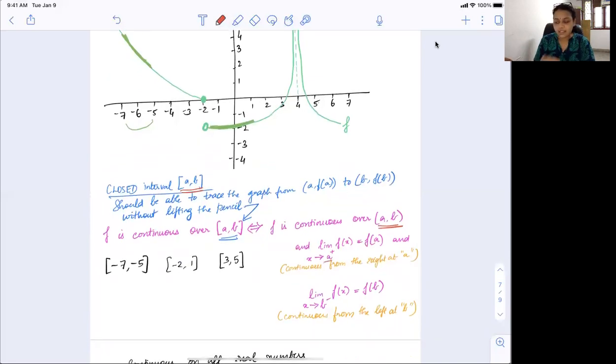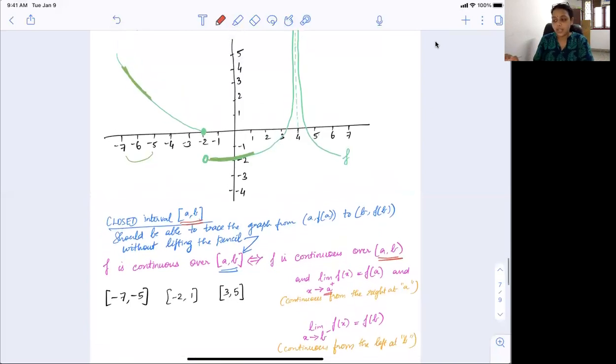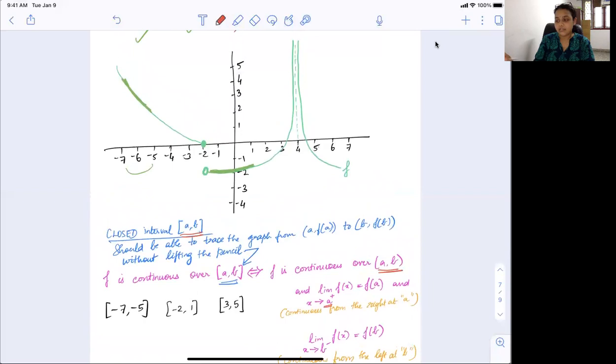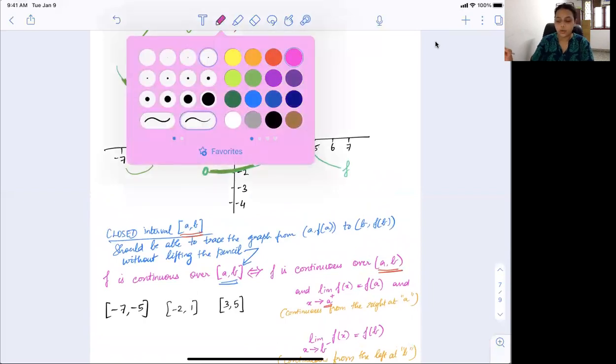And how do you define continuity at endpoints? If a is the lower limit, the left-hand side, the right-hand limit at a needs to be equal to the functional value at a, and the left-hand limit at b needs to be equal to the functional value at b. And that's how you define continuity at the 2 endpoints.